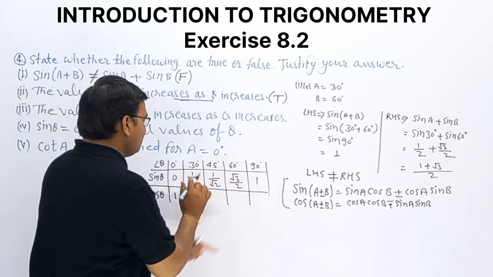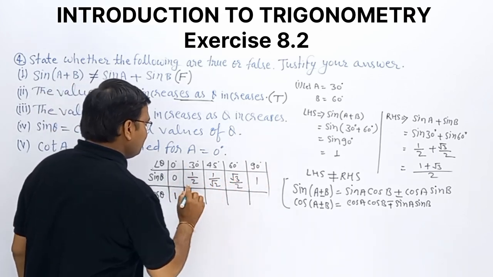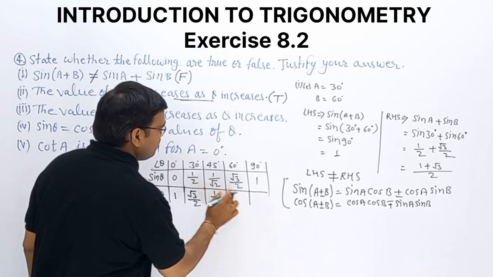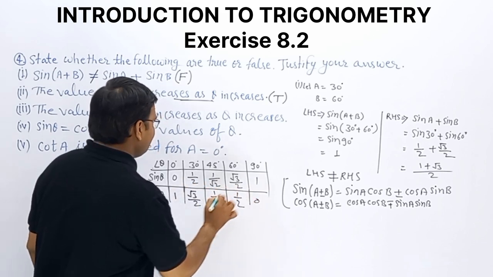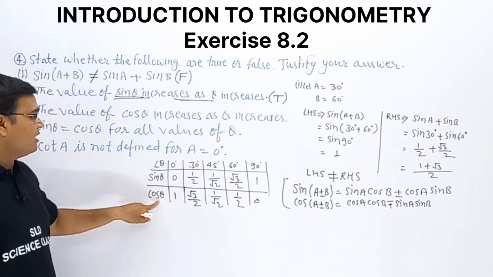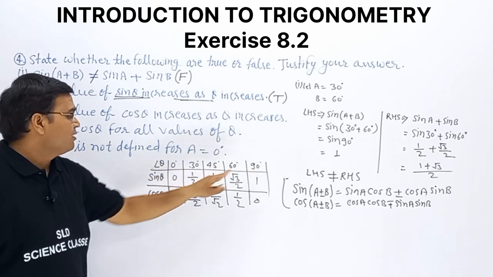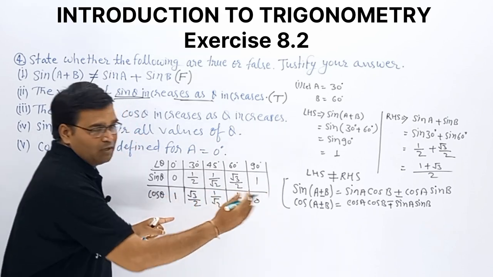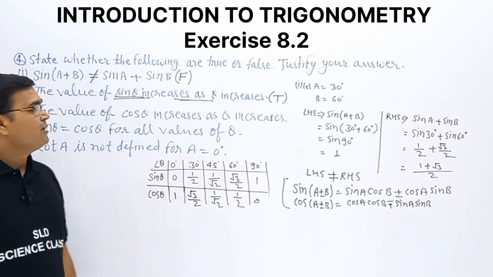So we will reverse this. So 1 will be there, this will be there, square root of 3 by 2, this will be as it is, this will be there, and this will be there. It means what? Once theta is increased, cos theta value will go from 1 to 0, in decreasing order. Cos theta values will be decreased.